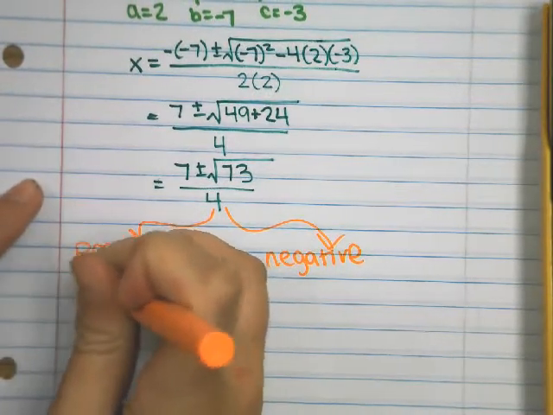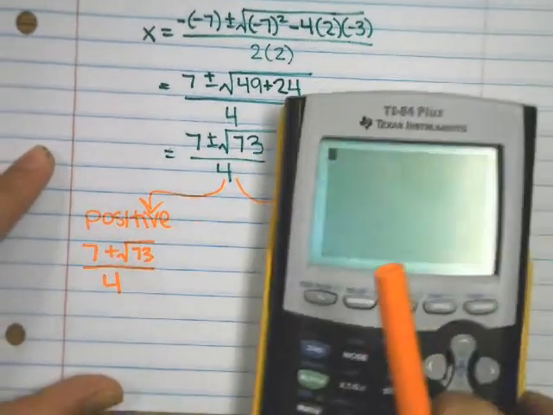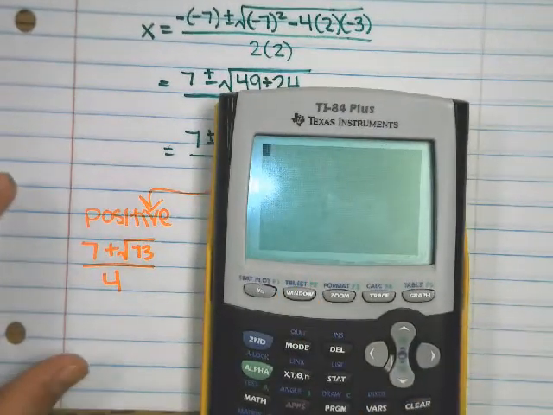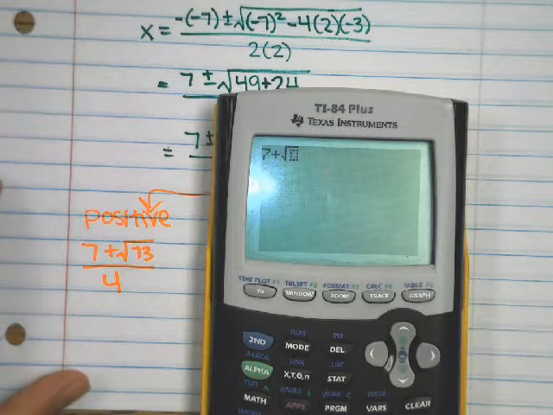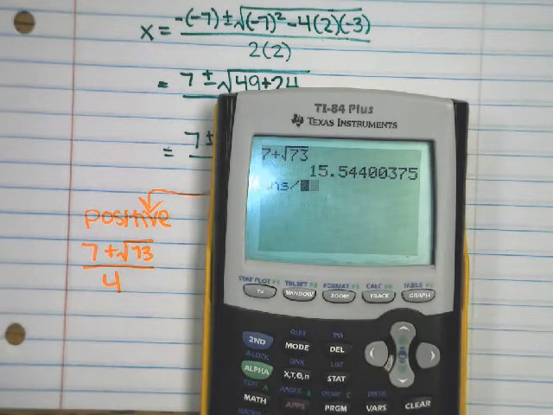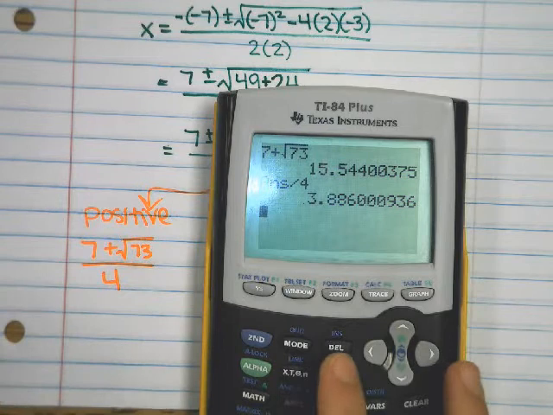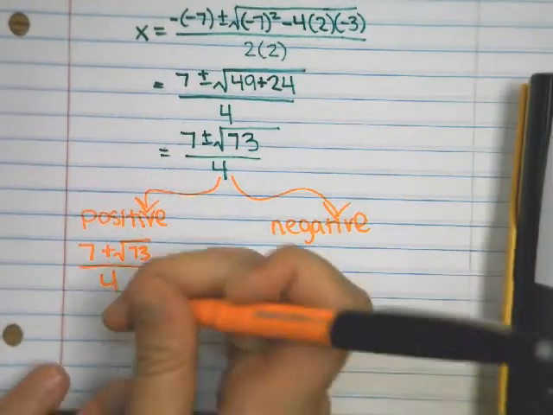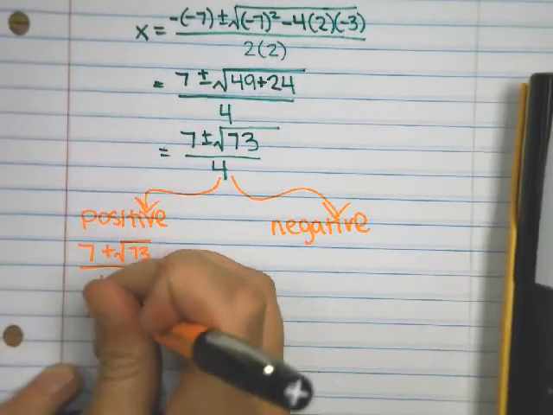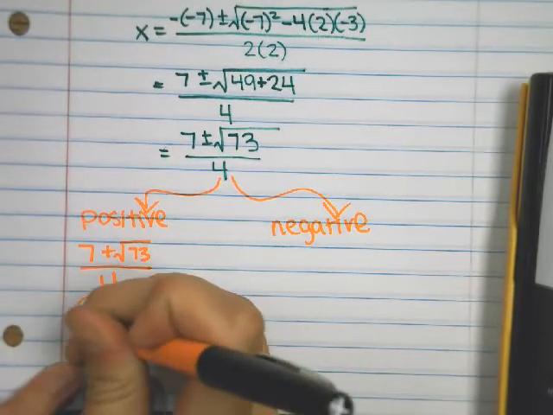So for the positive case, it's 7 plus the square root of 73 all over 4. My calculator, I'm going to figure out what that is. So I'm going to go 7 plus the square root of 73, enter, divided by 4. Notice I did that on 2 lines. That's very important. You will get a different answer if you try and type it in all on 1 line. I get 3.89, rounds up.